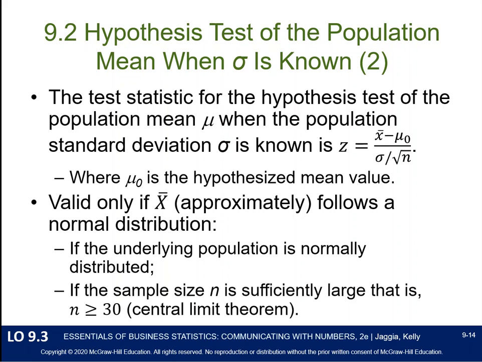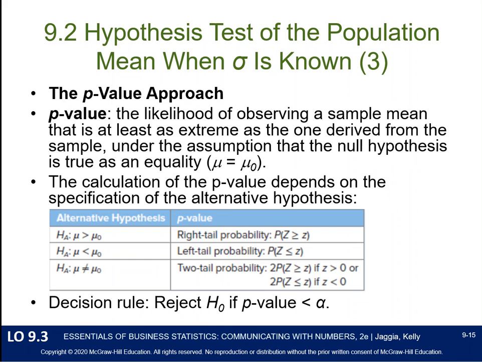So if we're wanting to test the population mean when sigma, the standard deviation, is known, we're going to use our z-score, where mu sub 0 is the hypothesized mean value, and our x bar, of course, is our sample mean. The mean does have to be normally distributed. That is the case if the population is normally distributed, or, according to the central limit theorem, if the sample size is larger than 30, then we can assume that it is normally distributed.